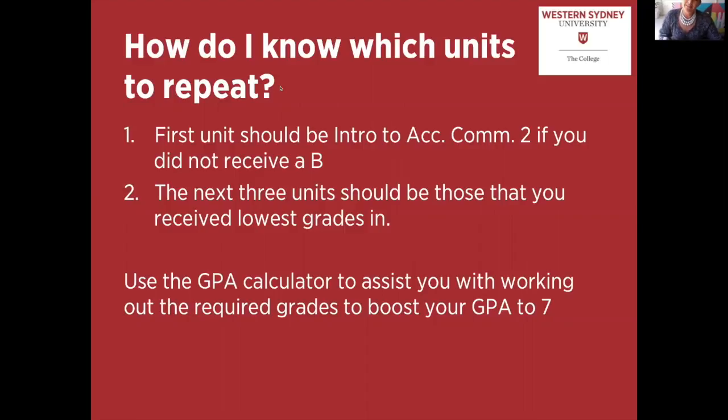If you have some C's in there, you may be able to reach your correct GPA with 1 or 2 C's sitting in there, but you're best off contacting your FYEC and also using the GPA calculator to help you with this. So just going over that again, your first unit should be Academic English 2 if you didn't receive a B. Your next 3 units should be your 3 lowest scoring units: AFs, Fs, Es, Ds and some Cs.